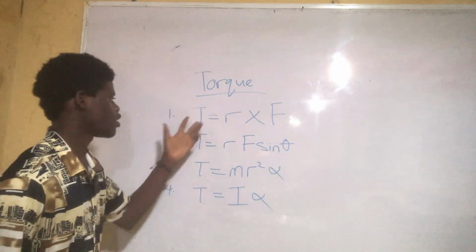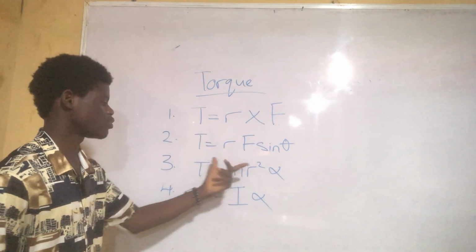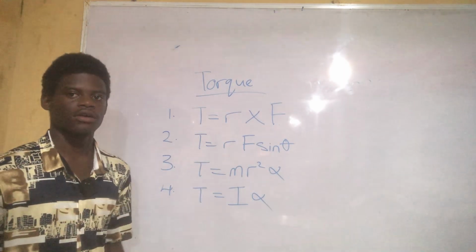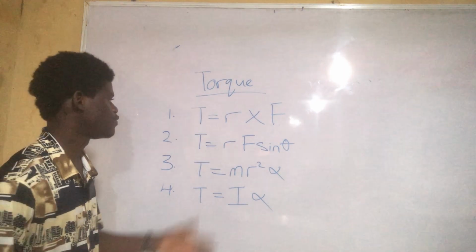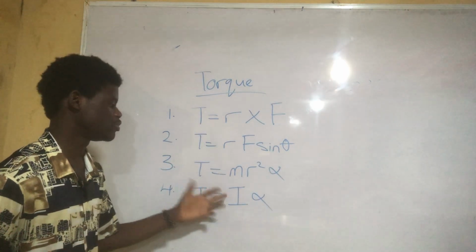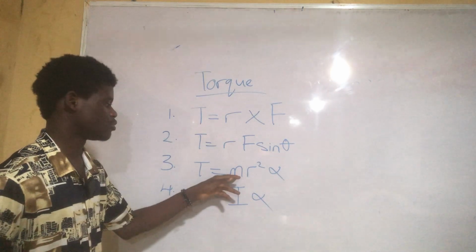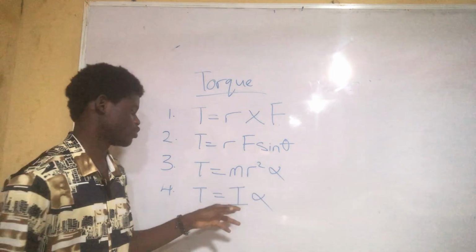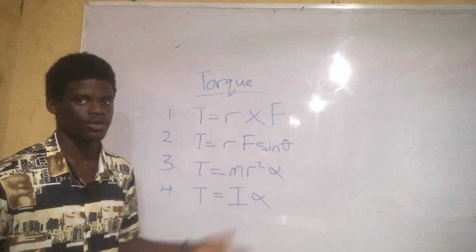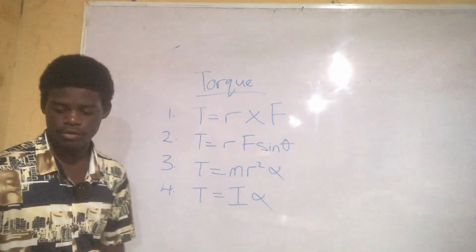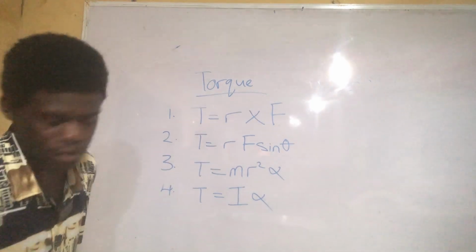You should know torque: R cross F, R F sine theta, m r square alpha, and I alpha. They're very easy to memorize. If you know this, you know this. If you don't even know this because it's long, just know I alpha. I know I is m r square, and you get back to your formula. So that's that on that.